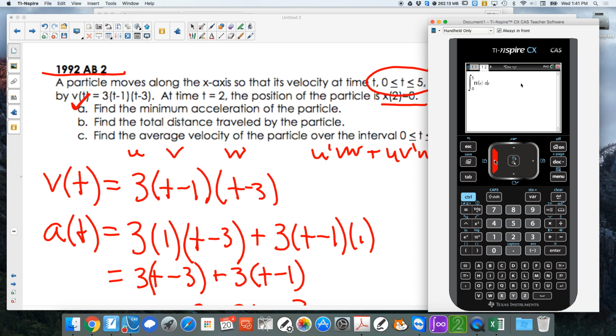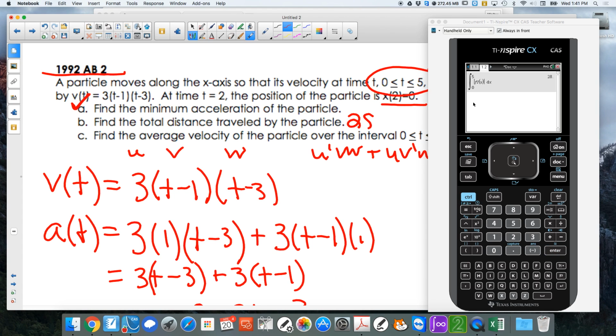So just as Peter said before, I've got to put this in the absolute value. f1 of x. There we go. Look good, Peter? Mm-hmm. Peter's okay with it. And the answer to that is 28. Total distance traveled, 28.